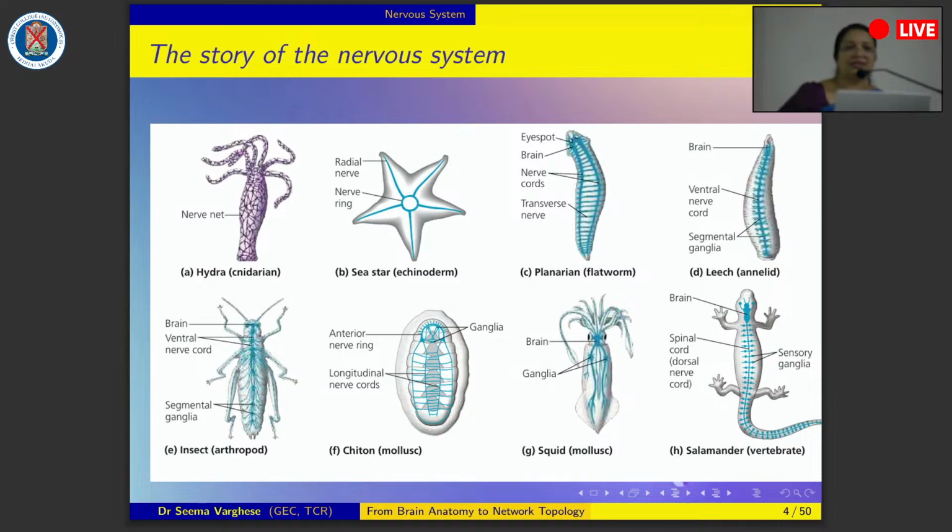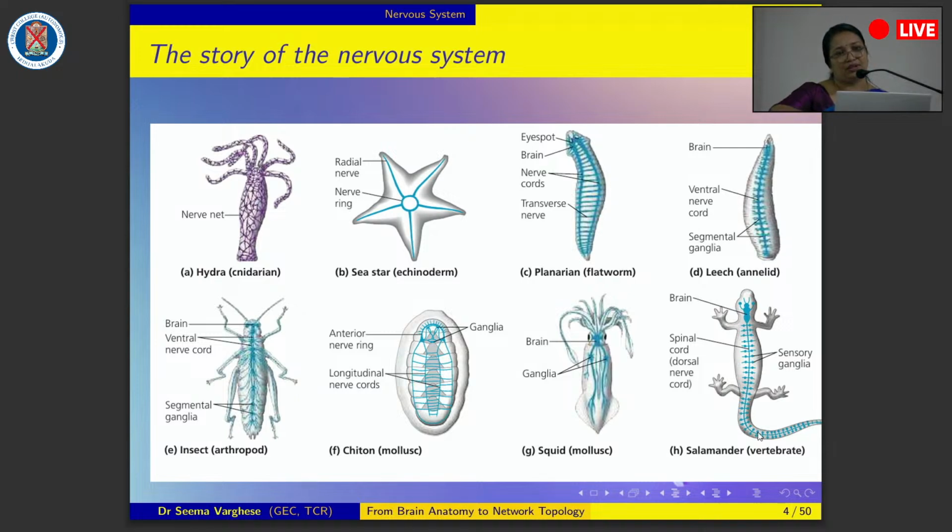Now this is the story of that evolution. You can see in different organisms, there is a network of neurons. See, in the first one, it's just a net. There is nothing over that. And you can see when it comes to the lizard and all, there is a development, it has a brain. Here also it has a brain. And all other central nervous systems are there. So this is the part of evolution.